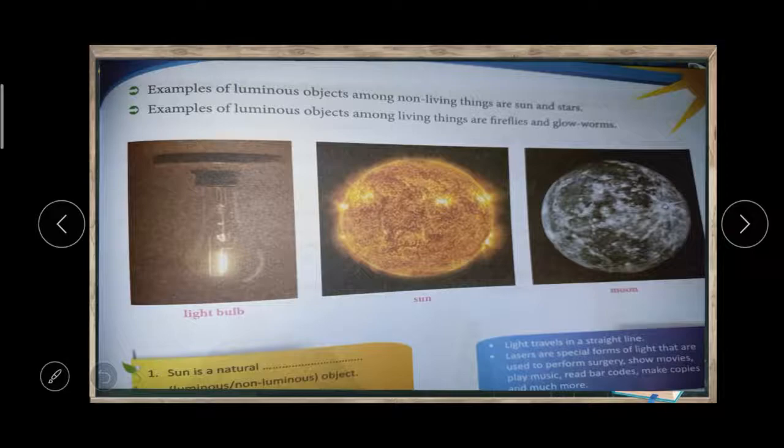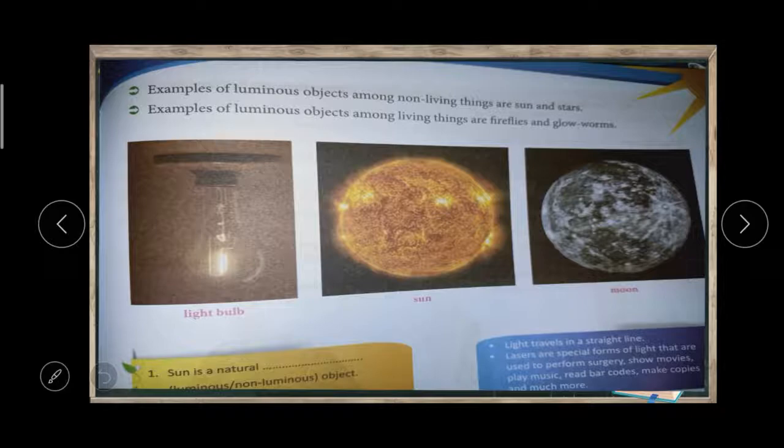Examples of natural luminous objects: one is the sun and the next one is stars. Stars can glow on their own. And then living things, such as some worms and fireflies. Have you ever seen fireflies and glowworms? I have seen them in my childhood days. During the lockdown, I saw so many glowworms. Have you seen glowworms? They have a light on their back, right? They will fly.